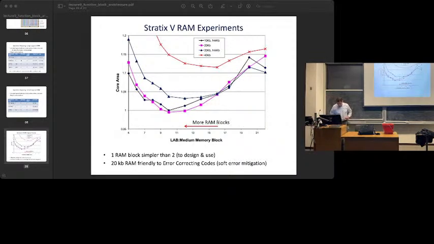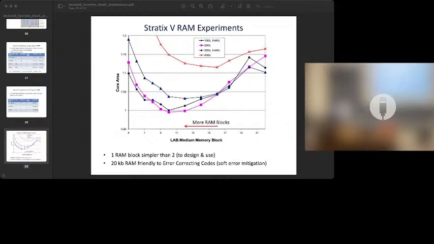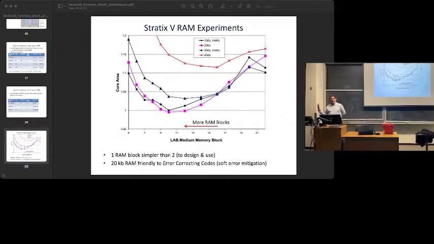And then there are various curves here. This curve is very similar to Stratix 4. You build one 10 kilobit RAM block, and then a smaller number of large 144 kilobit RAM blocks. If you choose how many RAM blocks per logic block, you get a certain area, and it's about the minimum. If we make our small RAM block 20 kilobits instead, we get this curve, and it's not as good as 8 or 10 kilobits plus a really big RAM.